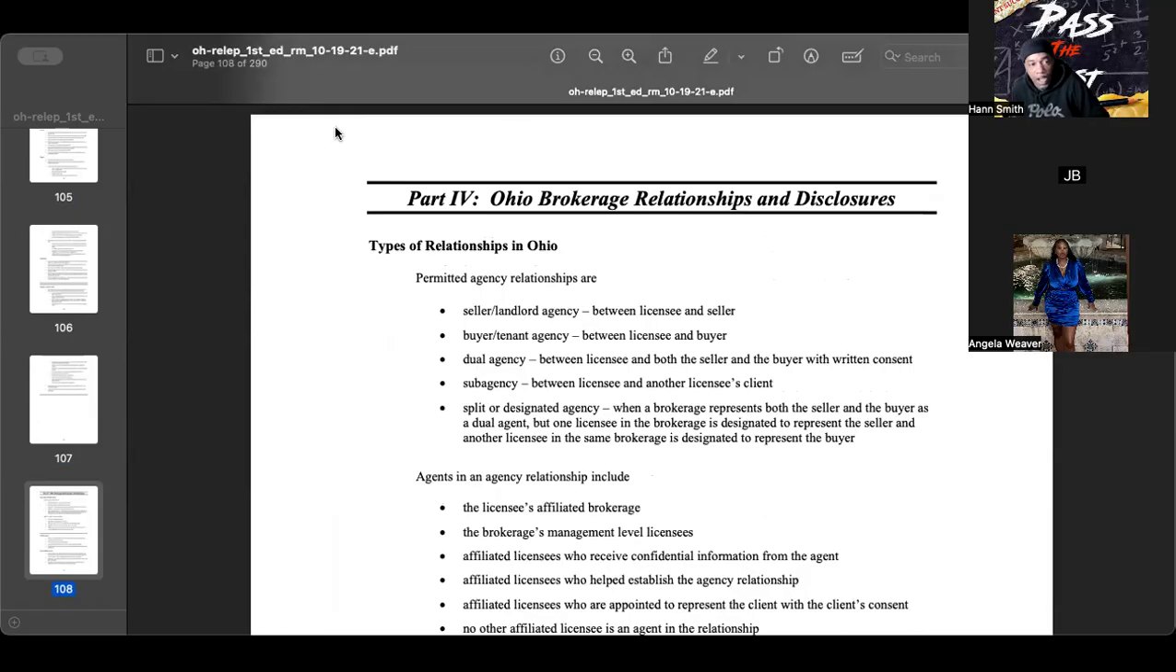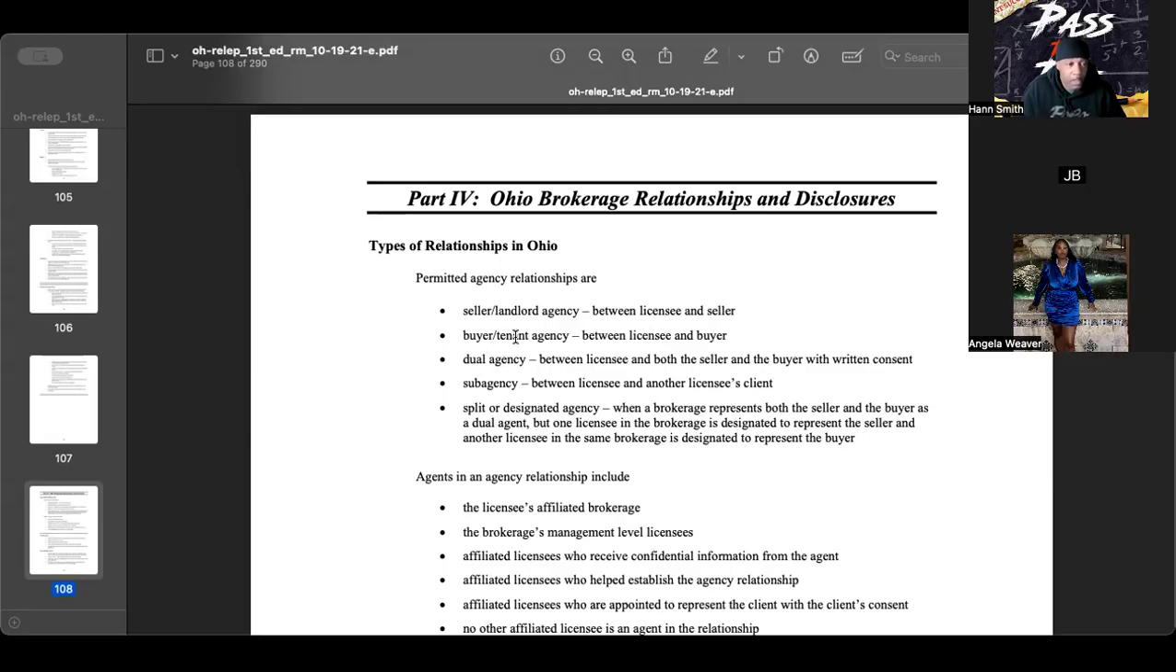Types of relationships in Ohio, or types of agencies, or types of ways you can get in the agency. Remember, I said seller and landlord are interchangeable. Permitted agency relationships in Ohio are seller-landlord agency. So either you're representing a seller or you're representing a landlord, which may be one and the same, but if they're renting the property, they're not the seller, they're a landlord. The relationship is between the licensee or the brokerage and the seller or landlord in this relationship.